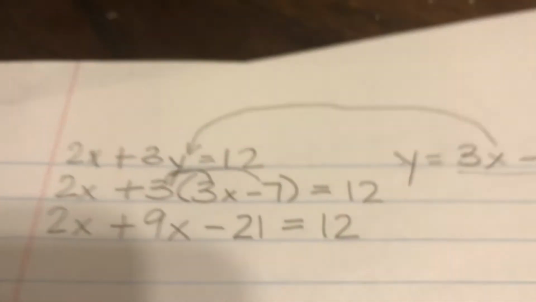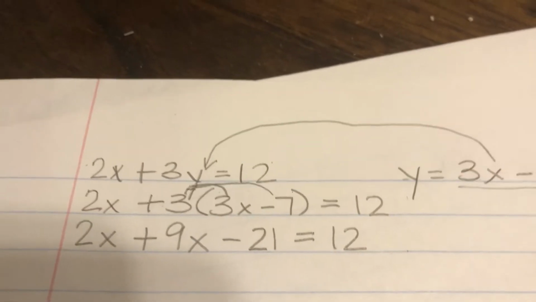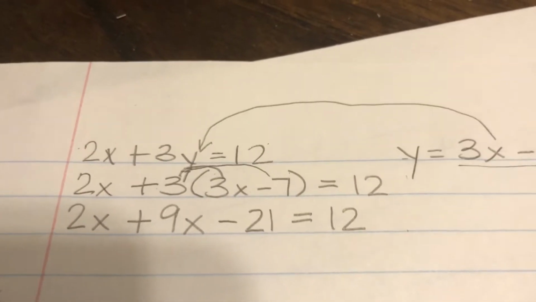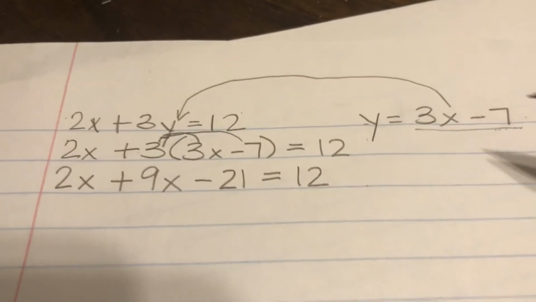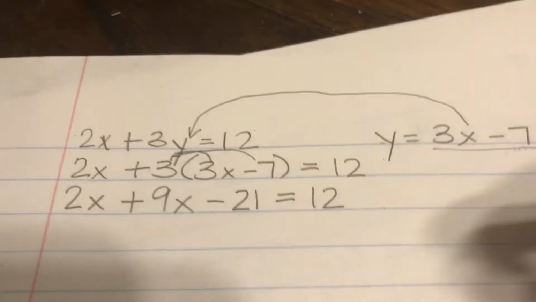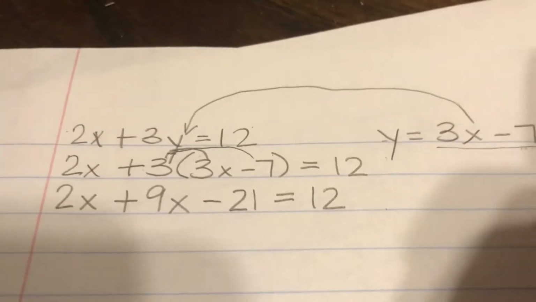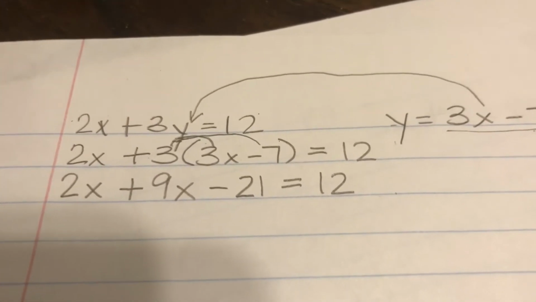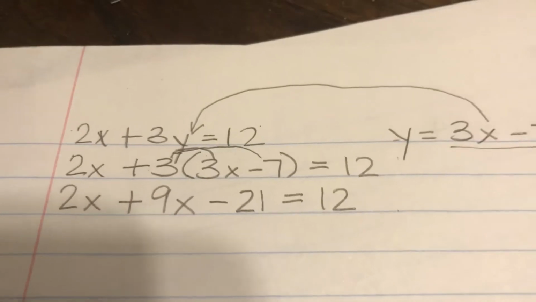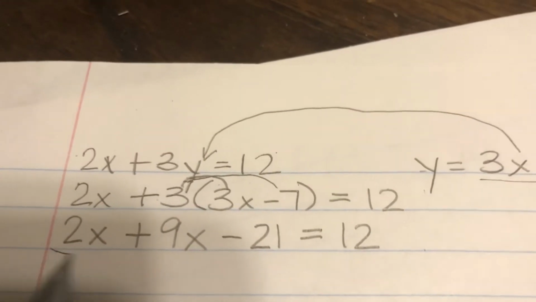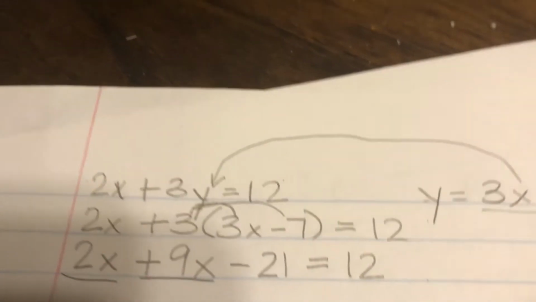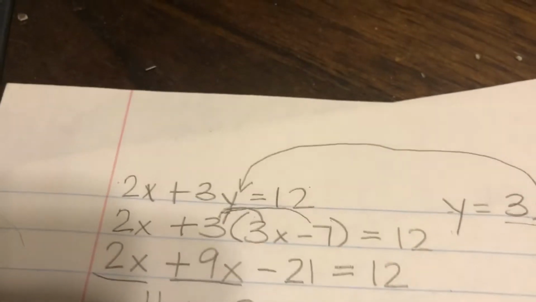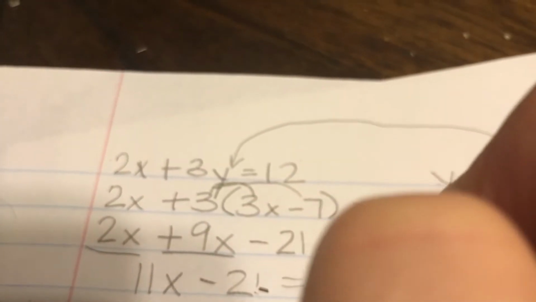Okay? So the only new thing that we're doing is we're just taking this value that's equal to that y and putting it in there for that y. We've done distributive property. We've done where we put a value in. It's just that the values in the past that we put in have been numbers. So then the next step is nothing new either. I have a 2x and I have a 9x on the same side. So I'm going to add those together and I'm going to get 11x minus 21 is equal to 12.